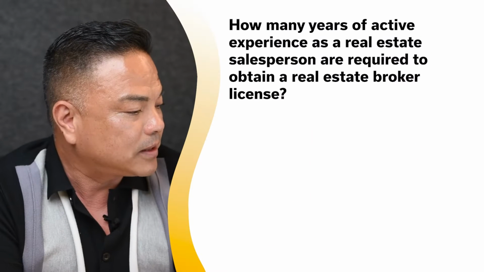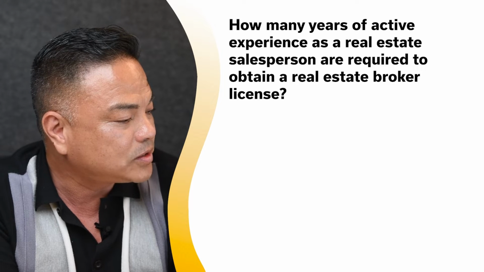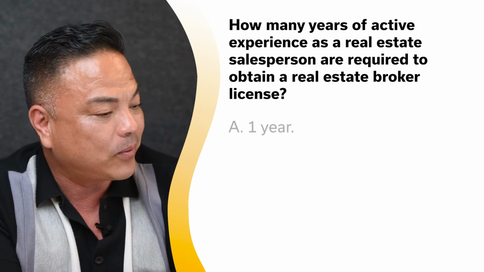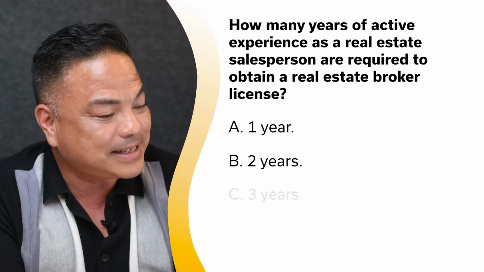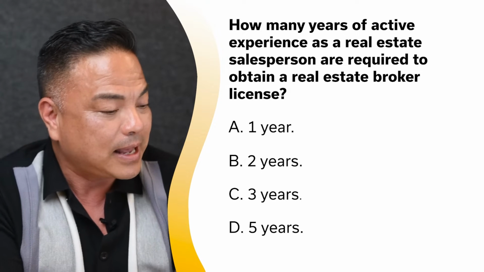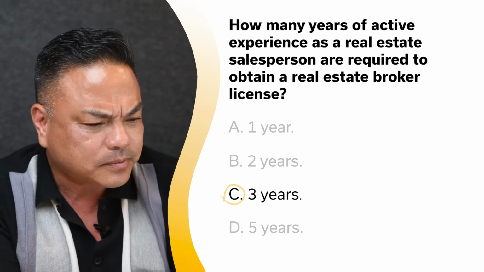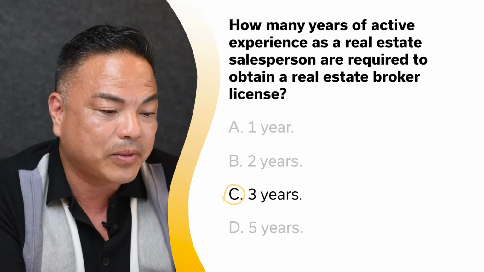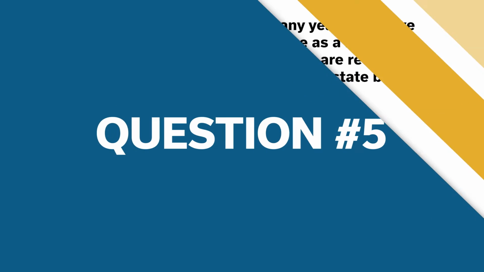How many years of active experience as a real estate person are required to obtain a real estate broker license? A, 1 year. B, 2 years. C, 3 years. D, 5 years. And the answer is C as in Charlie, 3 years. To obtain a real estate broker license, the applicant must have 3 years of experience as a full-time salesperson.